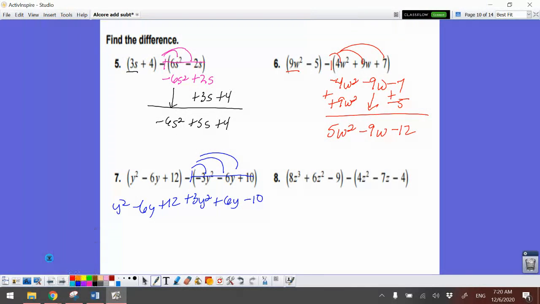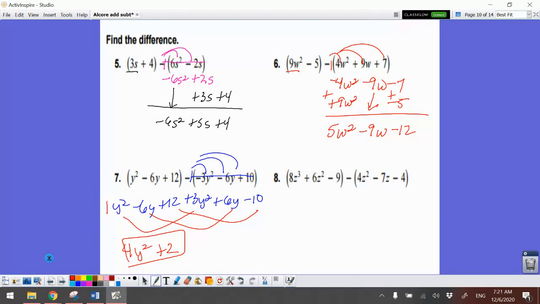And if I combine the terms, 1 plus 3 is 4. Negative 6 plus 6, that is 0. So I'm not going to write that. And 12 plus negative 10 is a positive 2. So I have 4y squared plus 2.